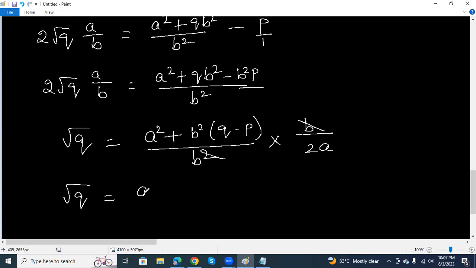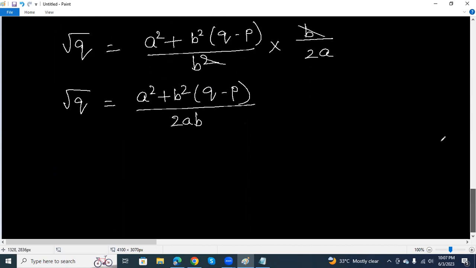One b gets cancelled. Now nothing else gets cancelled. Root q is equal to a square plus b square times of q minus p, divided by b into 2a, 2ab. See here, this a square plus b square times of q minus p is an integer. And this 2ab is also an integer. So if we divide two integers, we get a rational number. But here root q is an irrational number, which can't be equal.